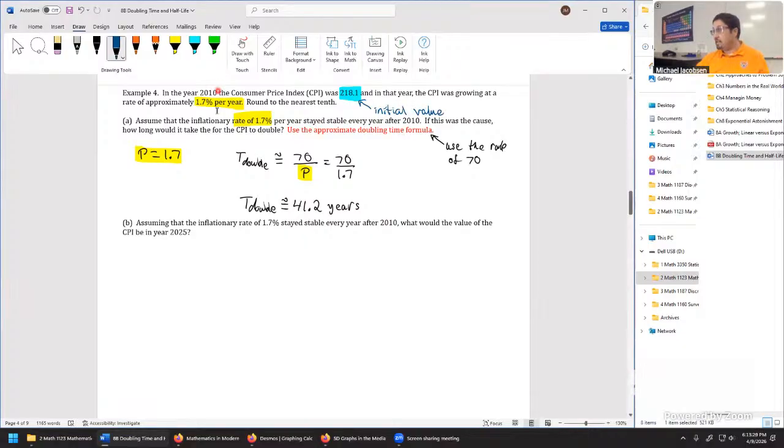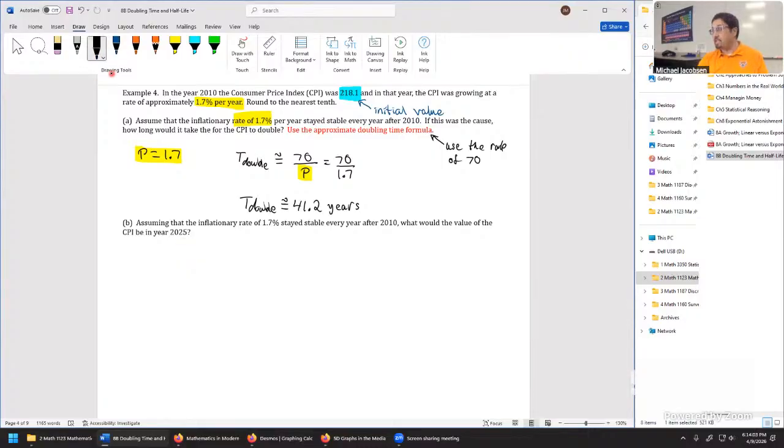in the problem. And part B asks, again, making a big, probably not super realistic assumption, but if we make that assumption, if for some reason the rate stays at 1.7%, stable every year after 2010, what would be the value of the CPI in year 2025? So basically a what if question. If it was nice, low inflation, all this time, what should CPI be at? Right, well, last year, not quite right now any longer.